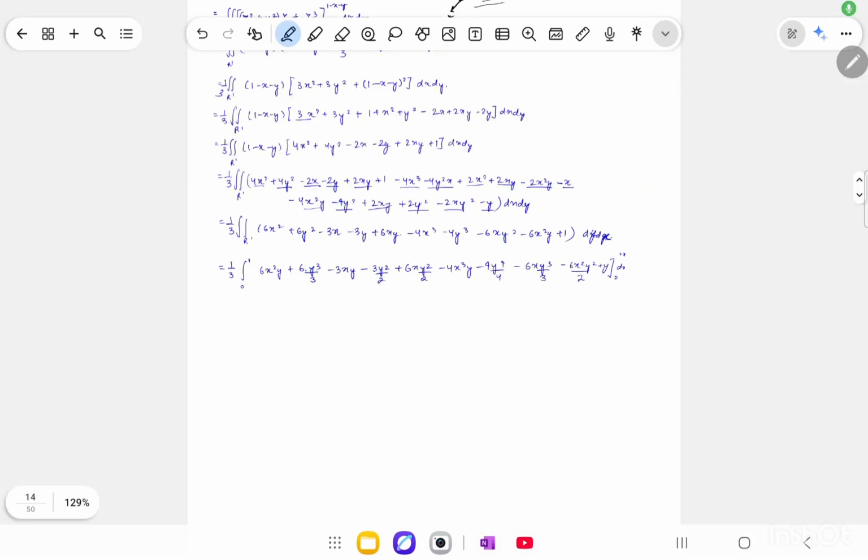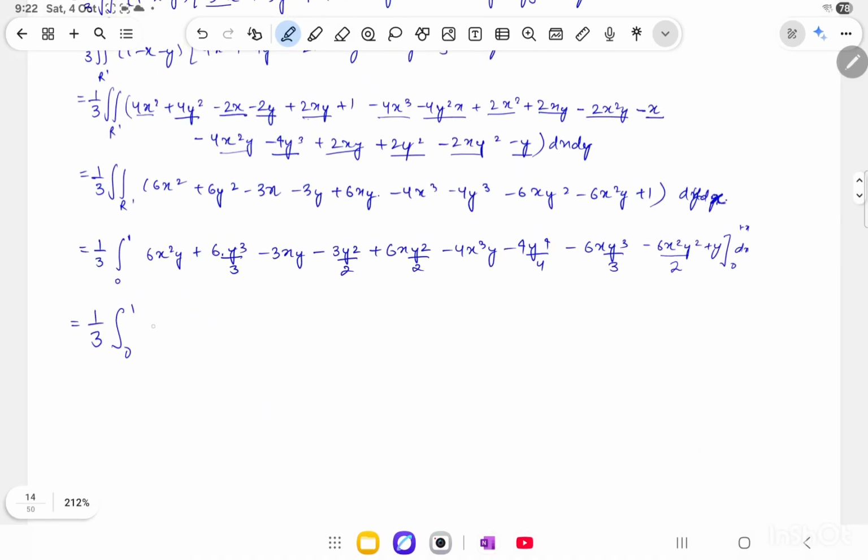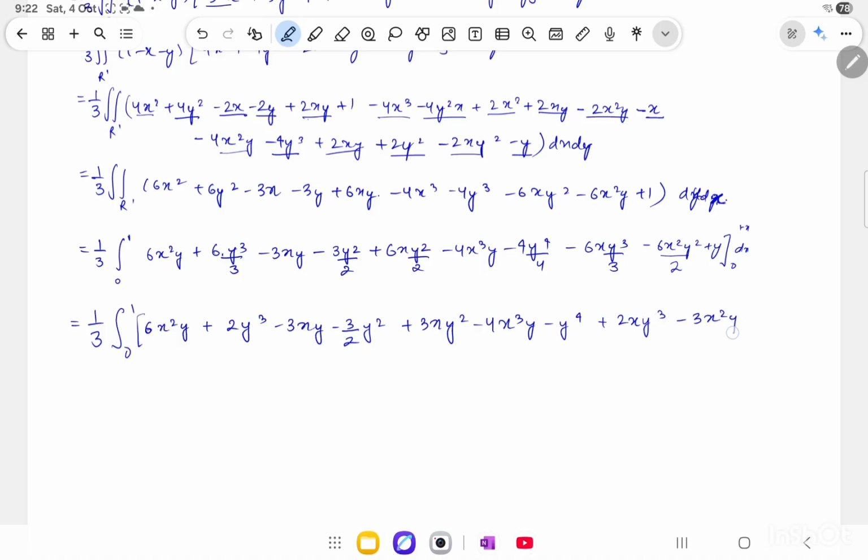Now this is equal to, let's simplify it first. It will be the integration from 0 to 1 of 6x squared y plus 2y cubed minus 3xy minus 3 by 2 y squared plus 3xy squared minus 4x cubed y minus y to the power 4 plus 2xy cubed minus 3x squared y squared plus y, and limits vary from 0 to 1 minus x, dx.